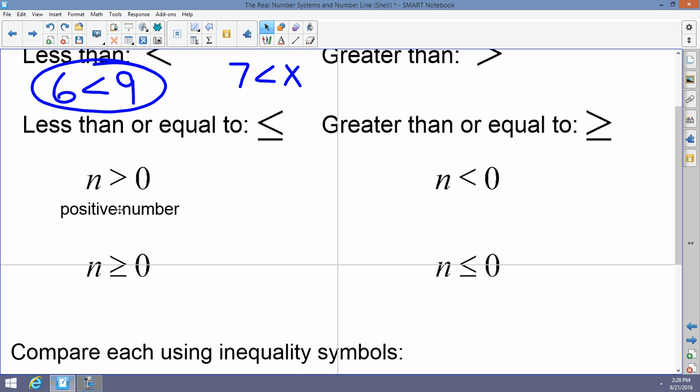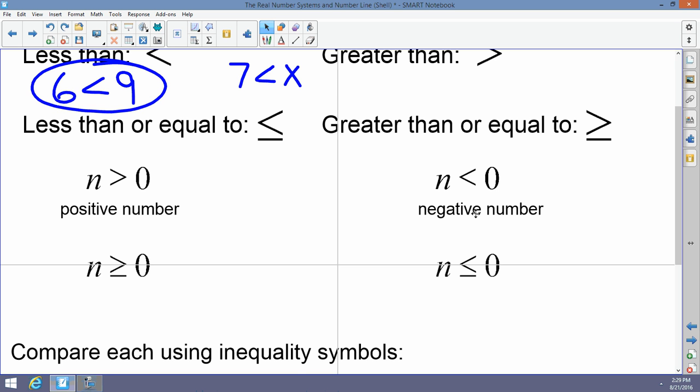So if I have n is greater than 0, where n is representing a number, it's called a variable, we're talking about positive numbers. If I have a variable n and I state it to be less than 0, that means that we're dealing with a negative number. Because even if I have negative 0.0000001, that is a negative value.